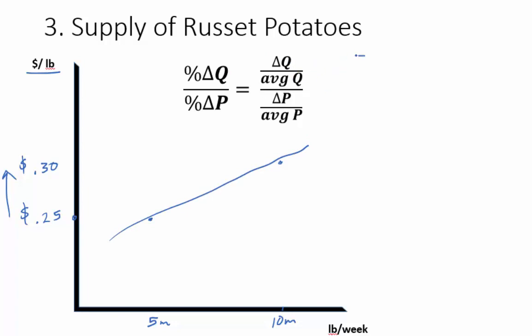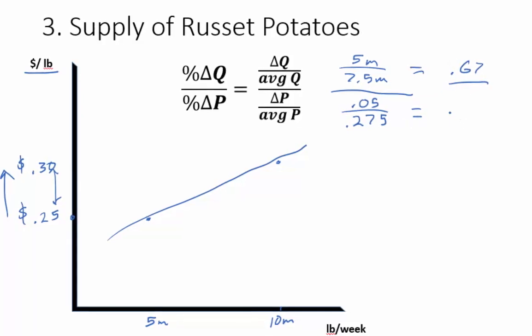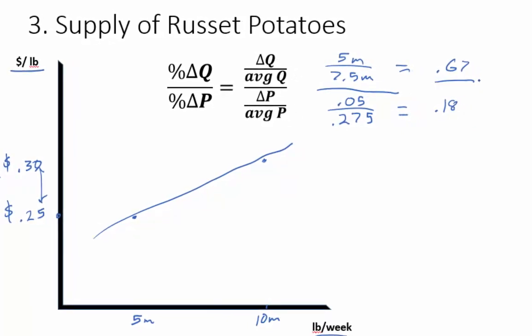The delta Q is 5 million, the average Q is 7.5. Delta P here is 5 cents, and the average P, the midpoint between 25 and 30, would be 27.5, or 0.275. Okay, so we work all of this out. We get 0.67 on top, divided by 0.18 on the bottom, and that's going to be approximately 3.6. So that's much larger than 1, so we can label this as elastic supply.